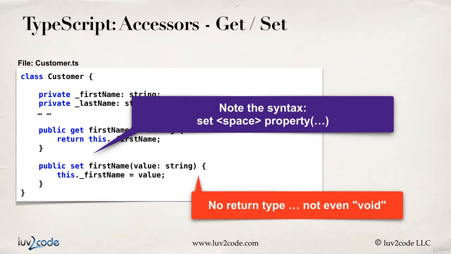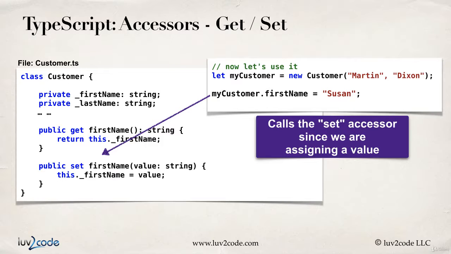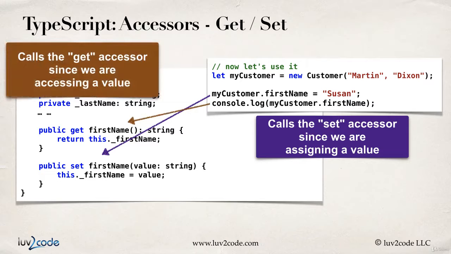But now when you access the data, it's a slightly different syntax. Let's go ahead and use it. We create our customer, and then I say myCustomer.firstName equals Susan. This actually calls the set accessor. Since we're assigning a value, we're setting the given value, so behind the scenes TypeScript will call this set accessor. A similar thing happens when we try to read the data: myCustomer.firstName. We're retrieving the data, so it's going to call the get accessor since we're accessing a value. It'll do this behind the scenes.